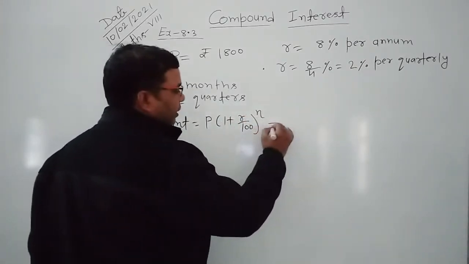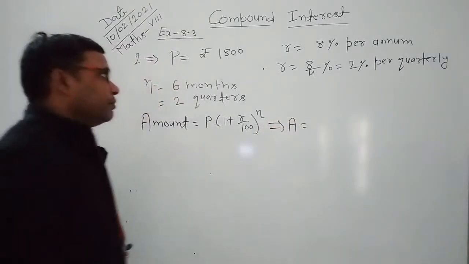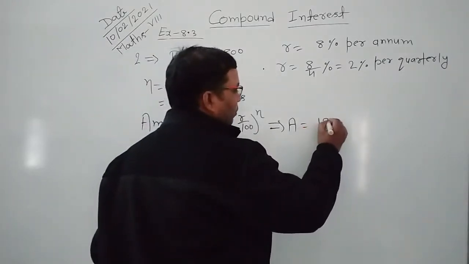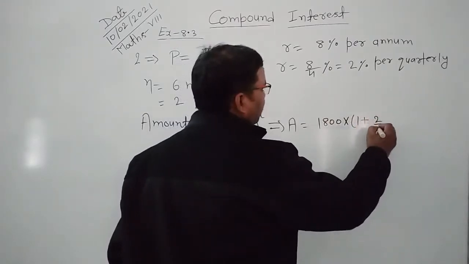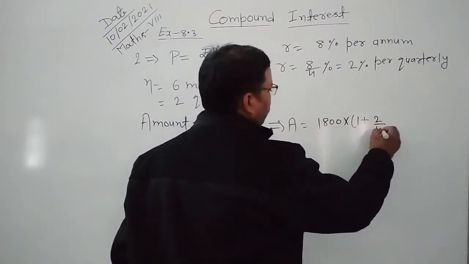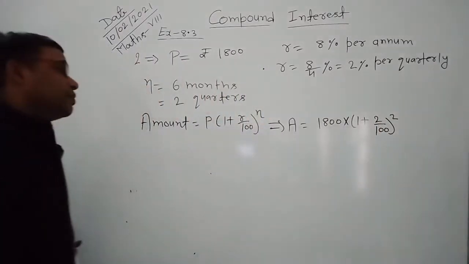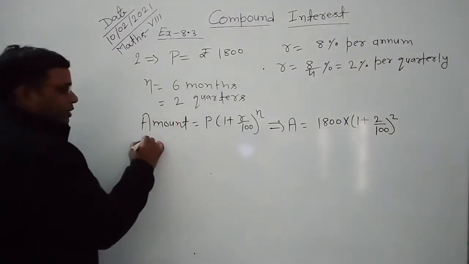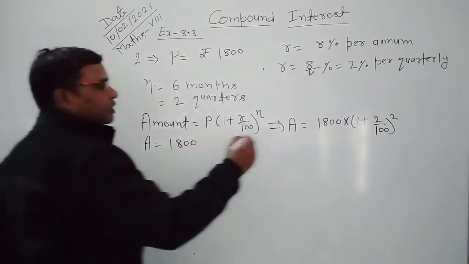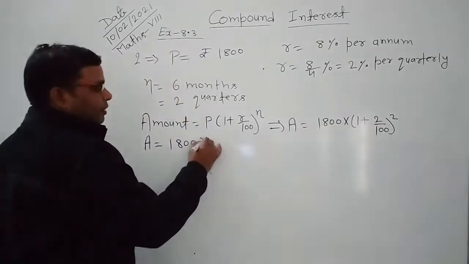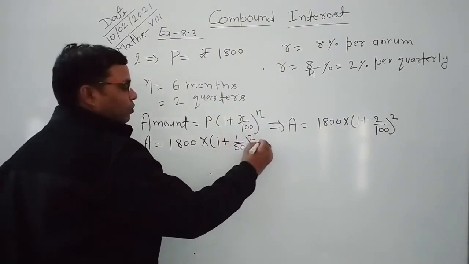Now you can write A is equal to, where A represents amount, principal is given here, 1,800 into (1 plus 2 by 100) to the power 2. Now if you simplify this, then you get A is equal to 1,800, and you can cancel it. Then you get 1 plus 1 by 50, power 2.